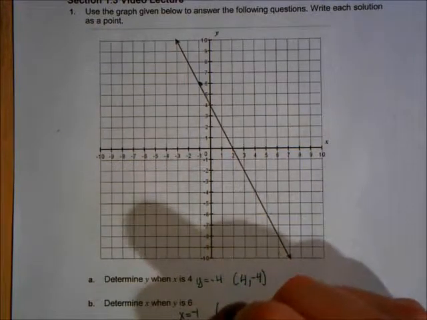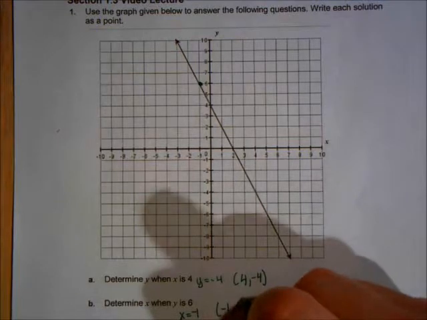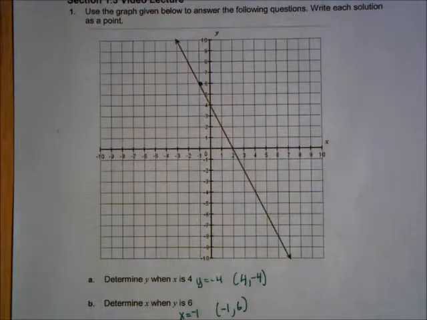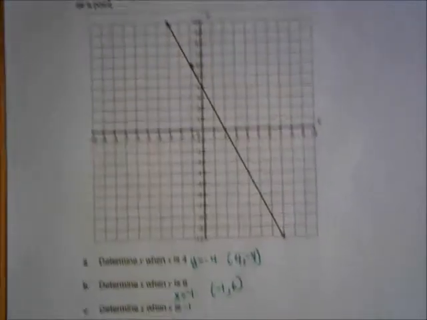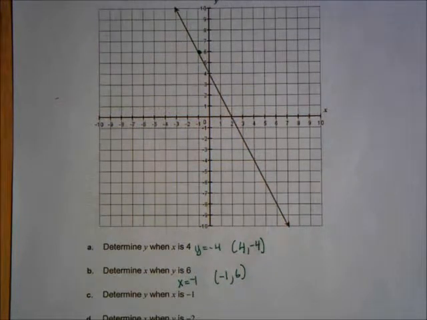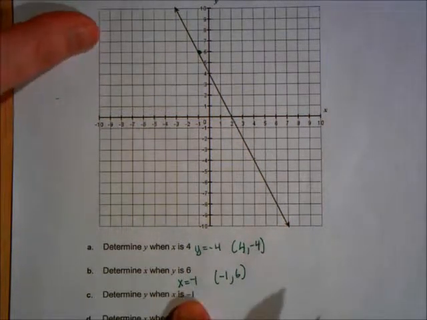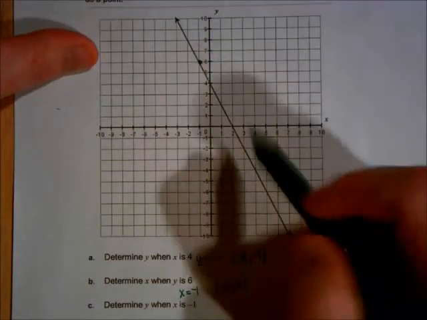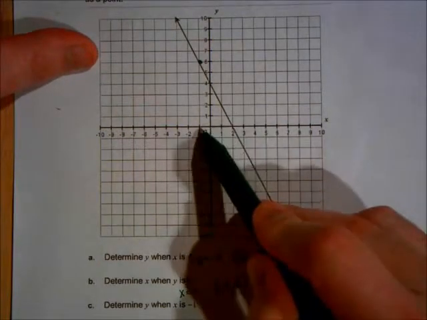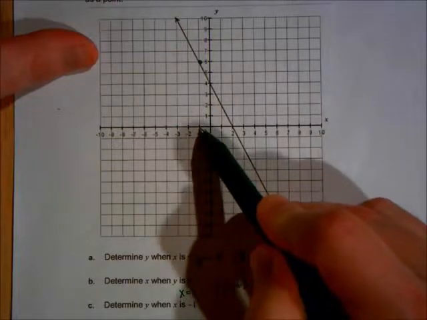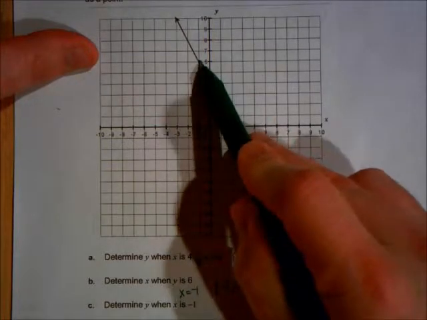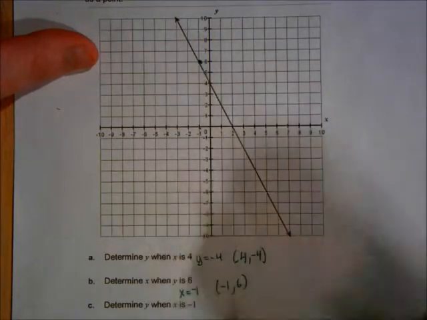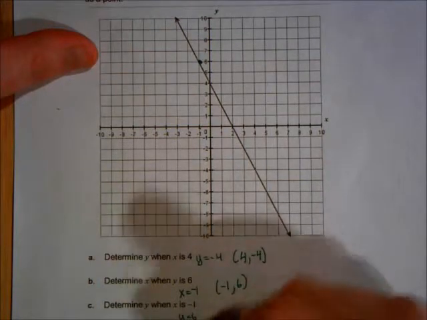And we continue. Pretty similar problems here. Determine y when x is -1. Okay, so again, I'm going to start by going to where x is -1. X is -1 right there. Well, we already know the answer to this one. Y is 6. We already found that point. So I write this as (-1, 6). Next one.